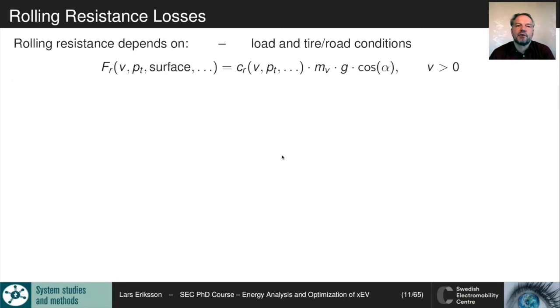Next component was rolling resistance, and the rolling resistance depends on tire pressure, on the velocity, and on the road surface.